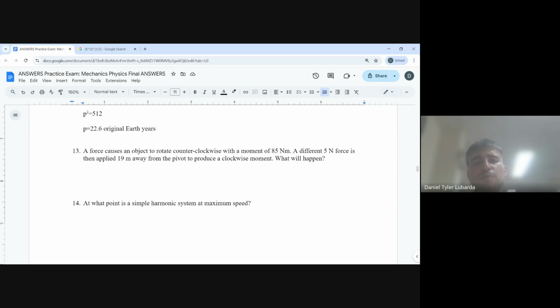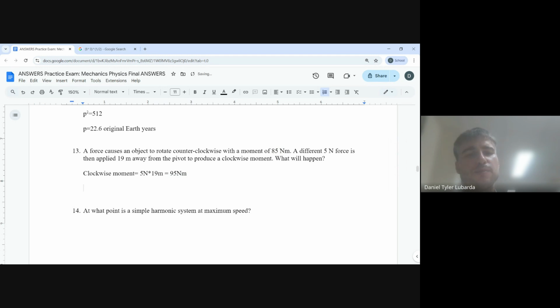So here, we know the moment going counterclockwise, so let's find our clockwise moment. Moment is just equal to the force times the distance from the pivot. So 5 newtons times 19 meters, going to give us 95 Newton meters. And 95 Newton meters going clockwise, that's bigger than our counterclockwise moment of 85 Newton meters. So this thing is going to turn clockwise.